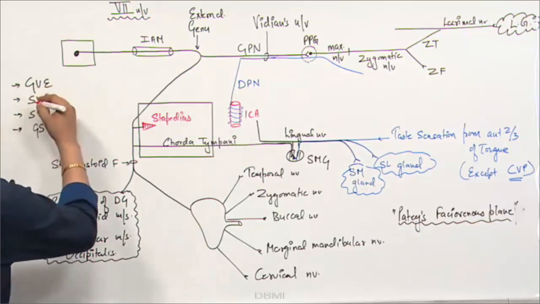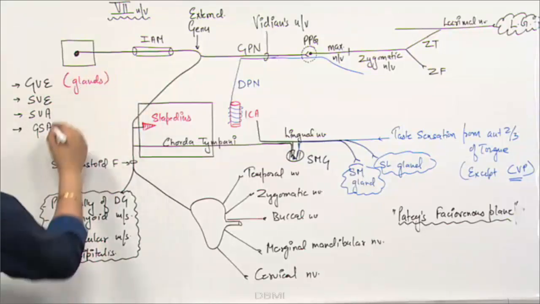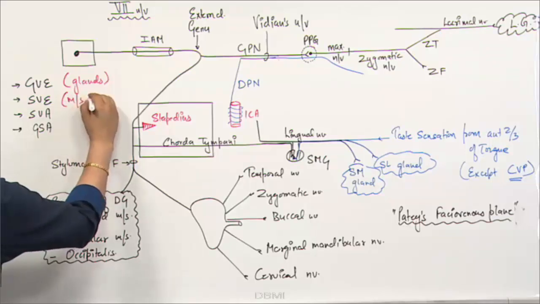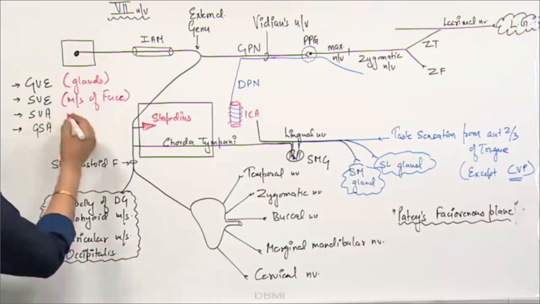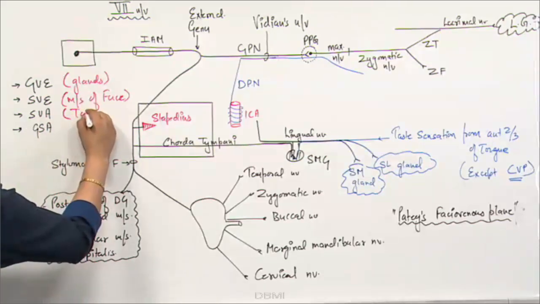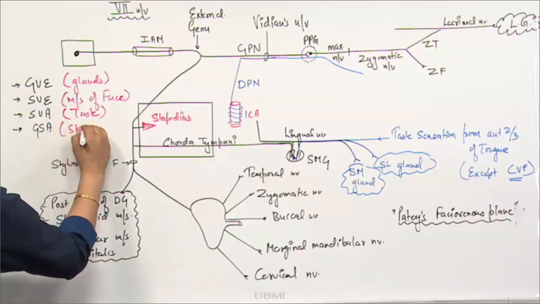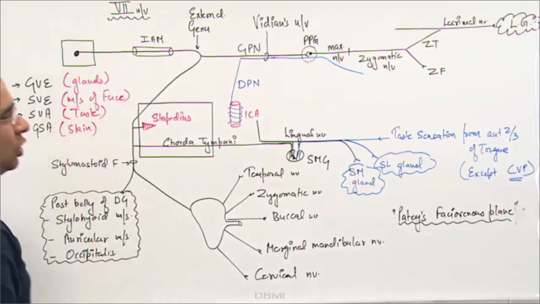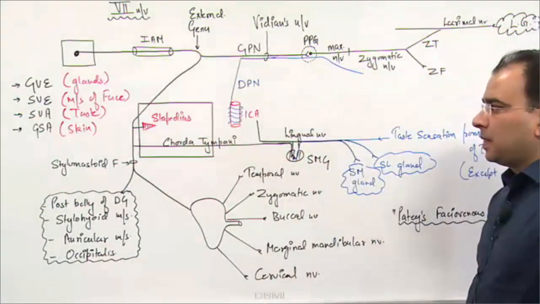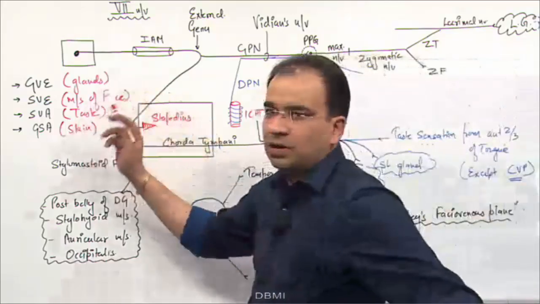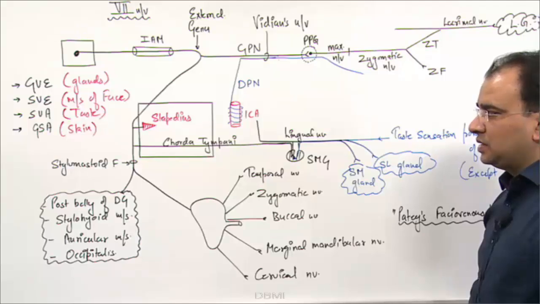Why GVE? General visceral efferent, because it supplies glands, submandibular and sublingual. SVE, muscles of facial expression. SVA, special visceral afferent, that is taste from anterior two-thirds of tongue, and GSA because it also supplies the skin. It's a mixed nerve, it also supplies the skin, a very small part of the skin behind the auricle. So these are the four functional columns for the facial nerve: GVE, SVE, SVA and GSA.